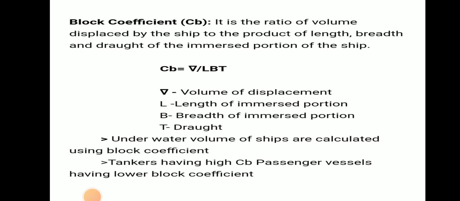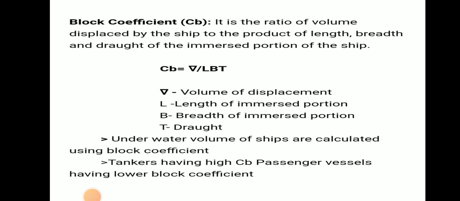Then the block coefficient. It is the ratio of the volume displaced by the ship to the product of length, breadth, and draft of the immersed portion of the ship. That means CB equals delta divided by LBT, where delta is the volume of displacement, L is the length of the immersed portion, B is the breadth of the immersed portion, and T is the draft. The underwater volume of ships is calculated using the block coefficient. Tankers usually have a high block coefficient, whereas passenger vessels have a low block coefficient.